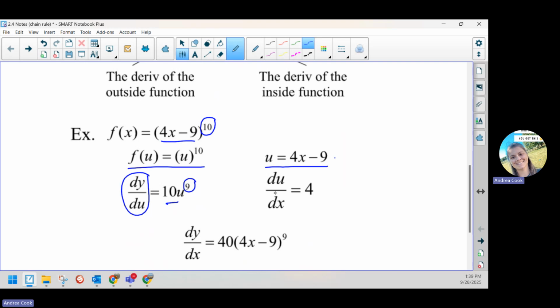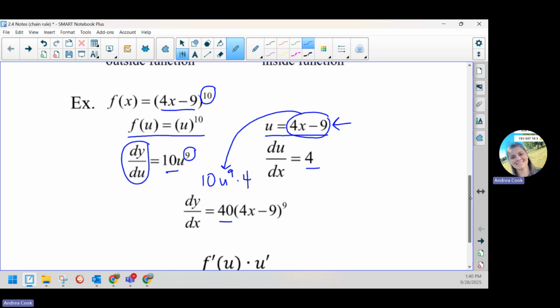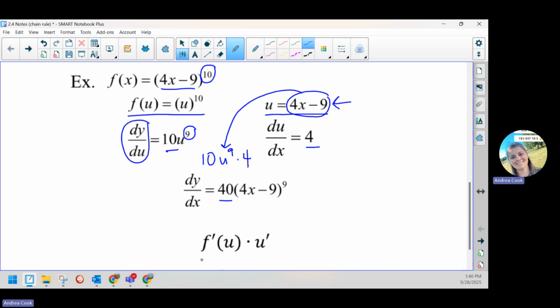And then we take the derivative of u with respect to x. So we're taking the derivative of this function, which is 4. And then you're going to multiply those two together. So 10 u to the 9th times 4. So that gives you your 40. And then they went ahead and substituted u back in. So you get 40 times 4x minus 9 to the 9th power. So that's like the derivative of f, keep u the same, and chain on the derivative of u.